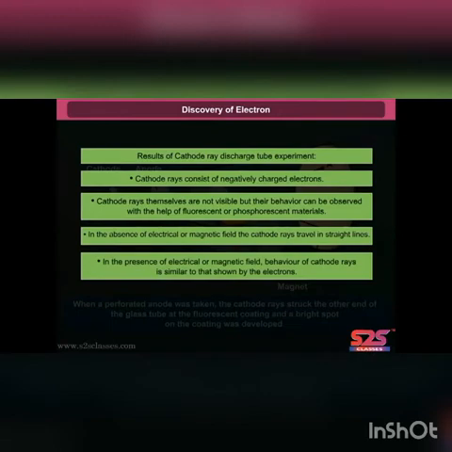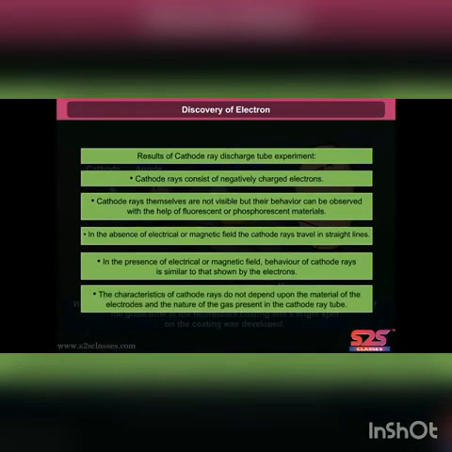In the presence of electrical or magnetic field, the behavior of cathode rays is similar to that shown by electrons. The characteristics of cathode rays do not depend upon the material of the electrodes and the nature of the gas present in the cathode ray tube.